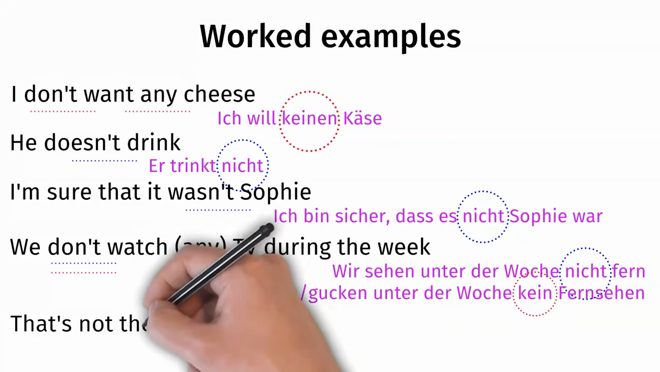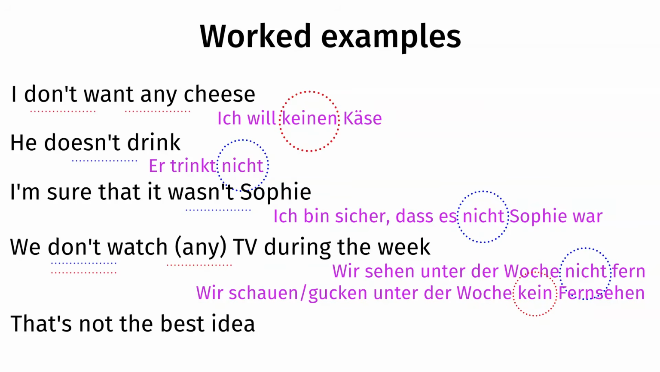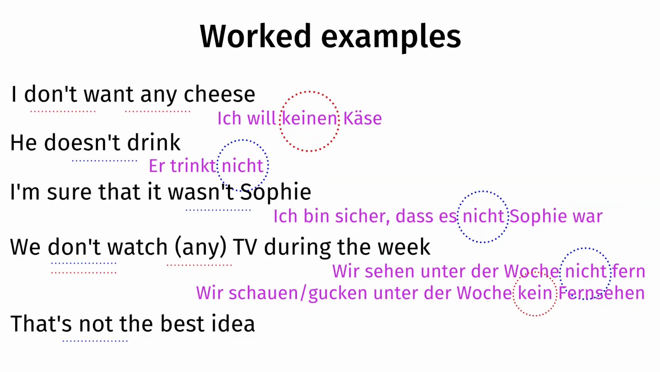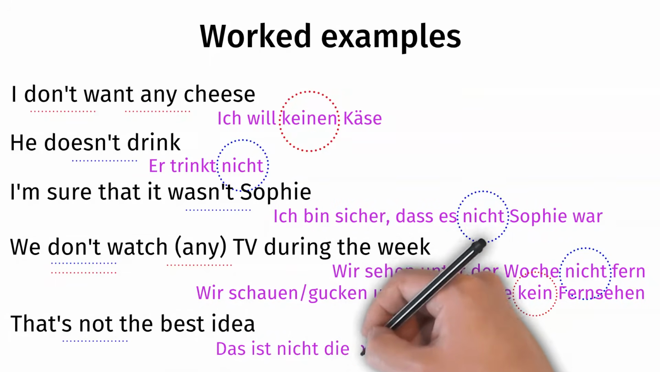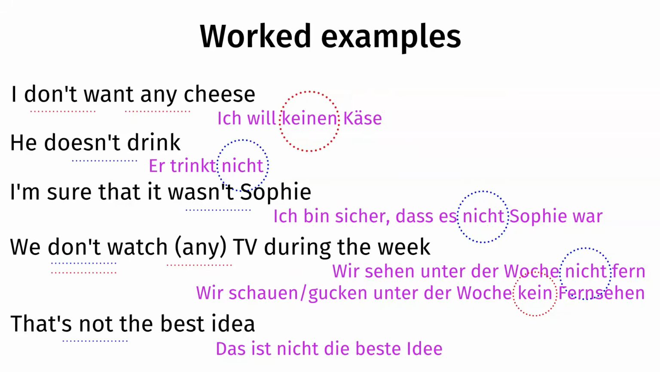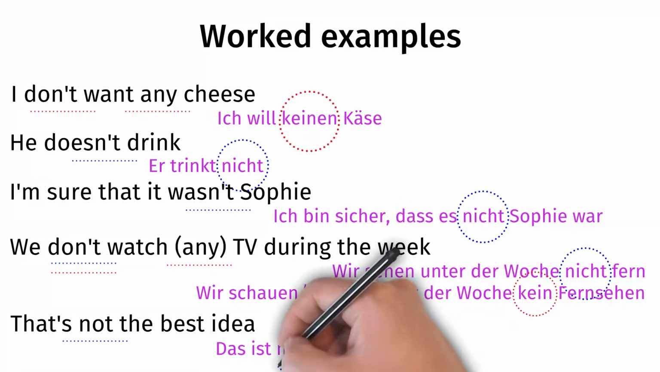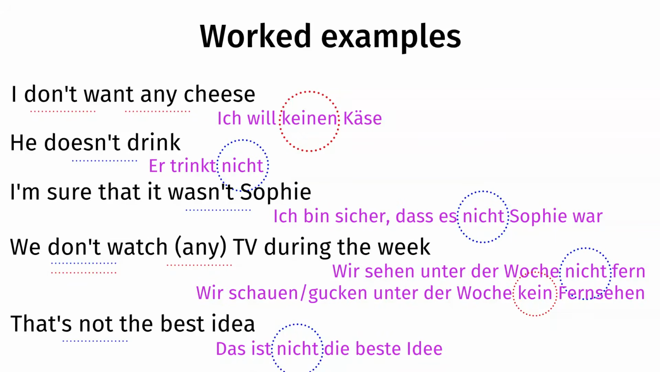Finally, that's not the best idea. Is this a variation of not? No, it's just the word not by itself, and it goes with the verb, that's it. So we say, das ist nicht die beste Idee. And with this one, notice that not is going with a the. And we looked at how if not goes with the, which is the definite article, so the instead of a, then we always have nicht.